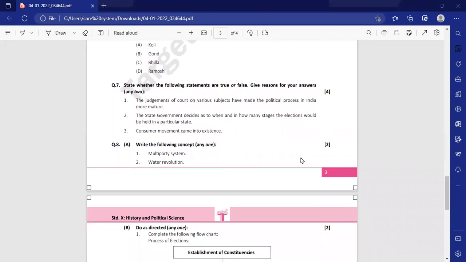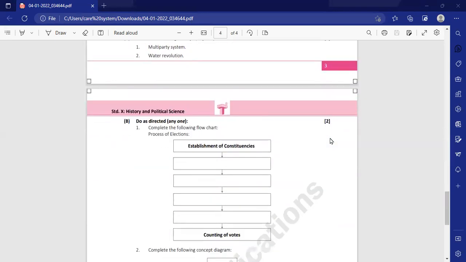Question 8, write the following concept, multi-party system, water regulation. Many examples will be there and you have to write the concept for 2 marks. Only one concept for 2 marks. Do as directed. Now see, the flow chart is like this.